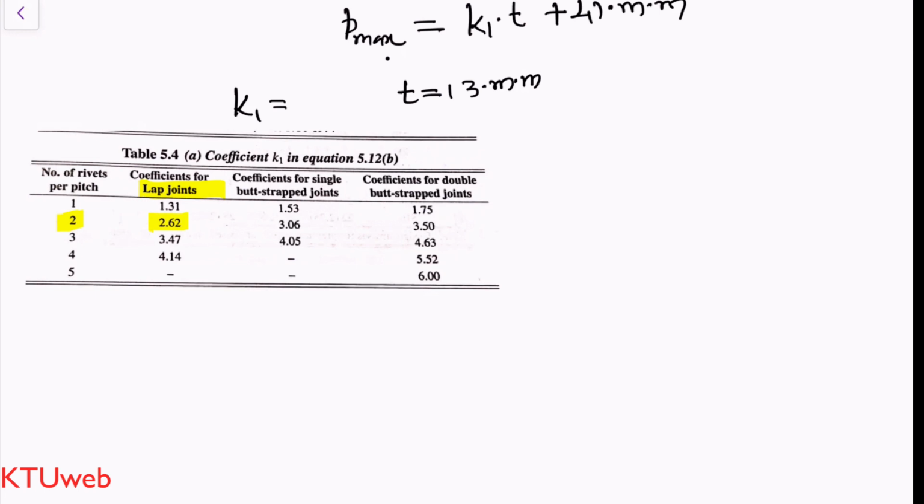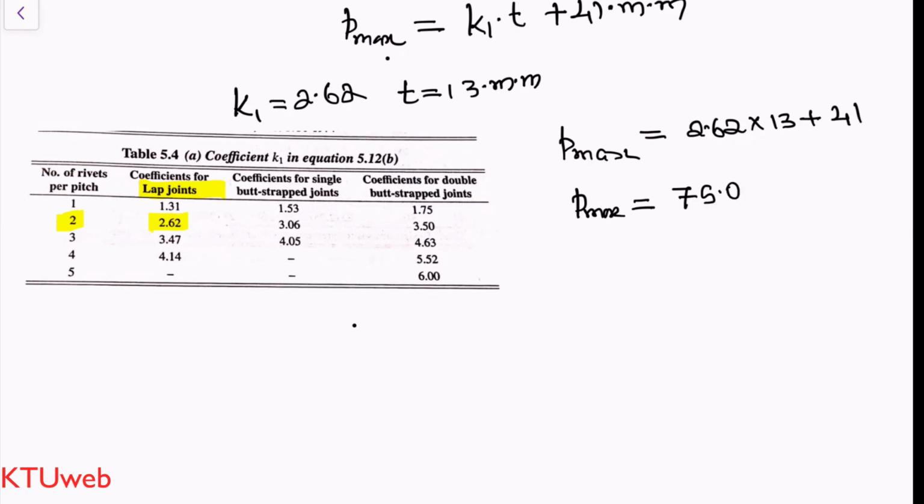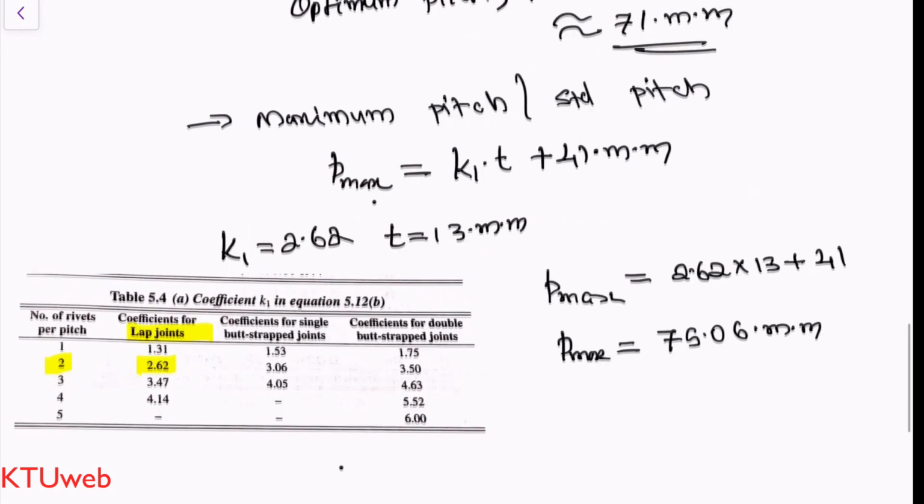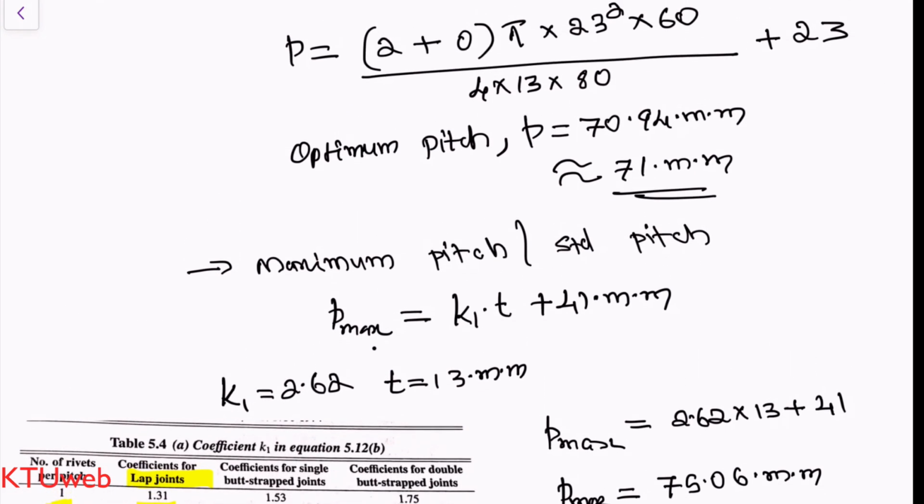Okay, let us deal with this question. We have K1 equal to 2.62. That means P max is equal to 2.62 into 13 plus 41. So you will get the maximum pitch as 75.06 mm. We have two values. The first one is the pitch and the second one is the maximum pitch.